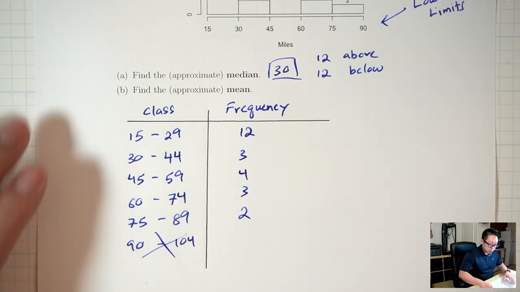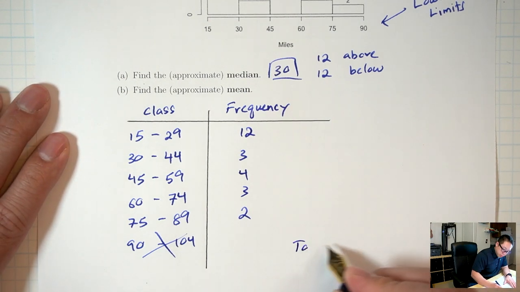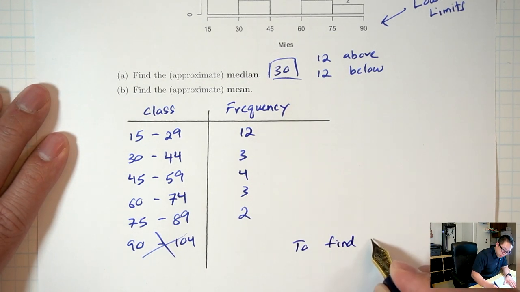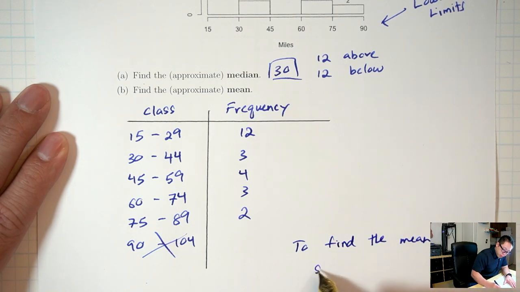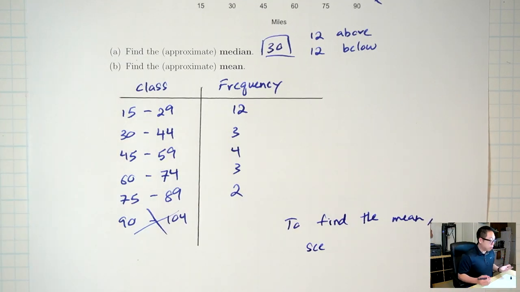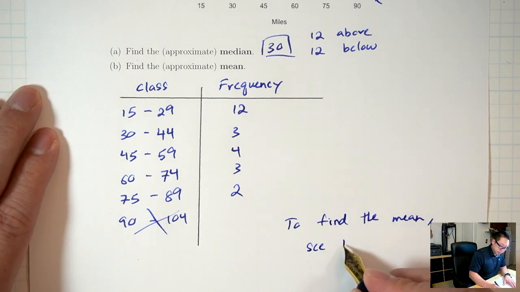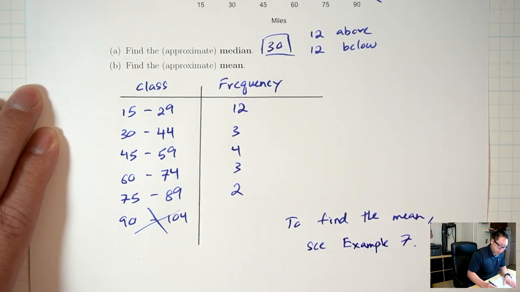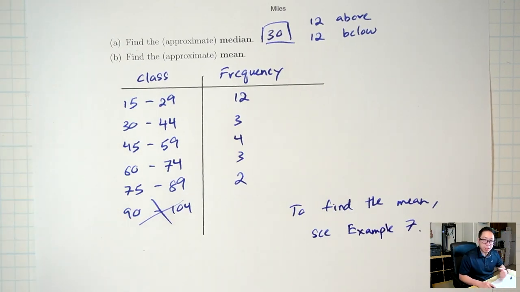And then from here, to find the mean, you're going to find the midpoints and then do whatever we did in example 7.